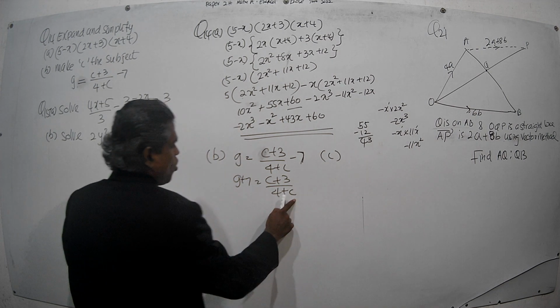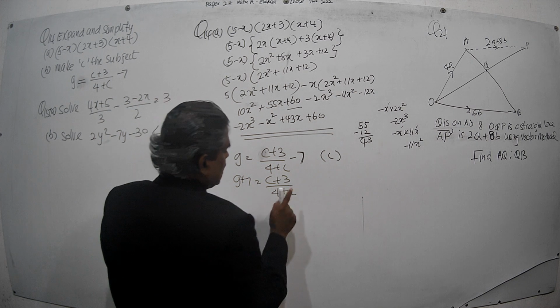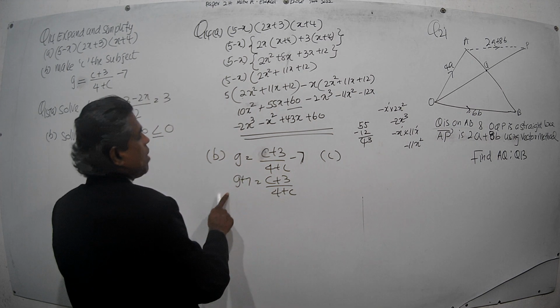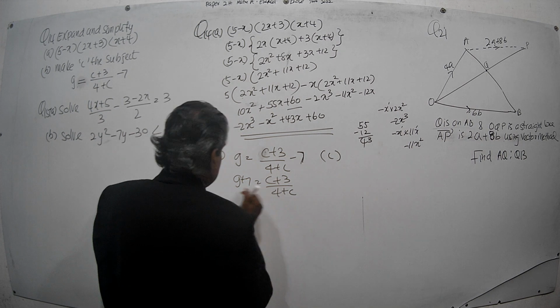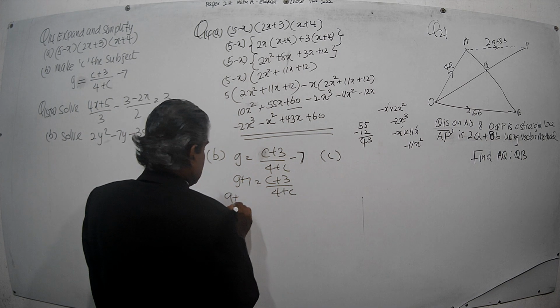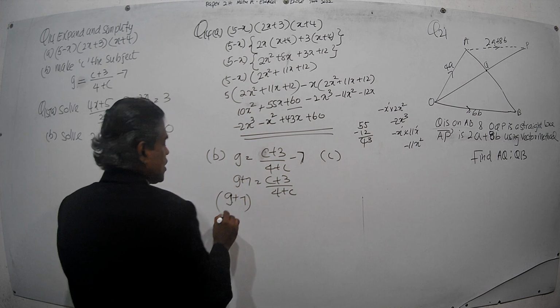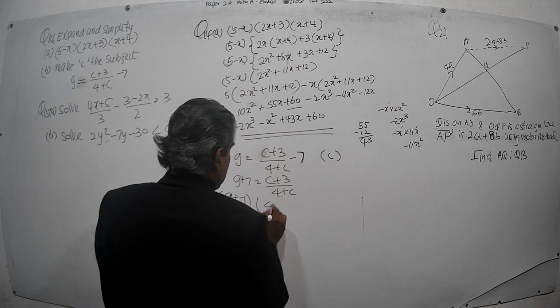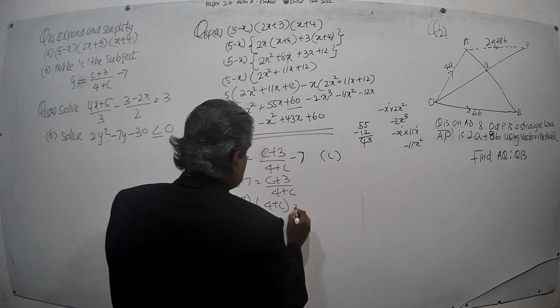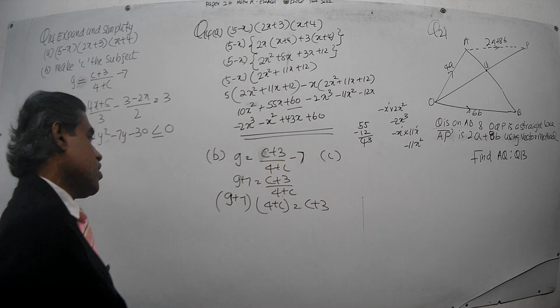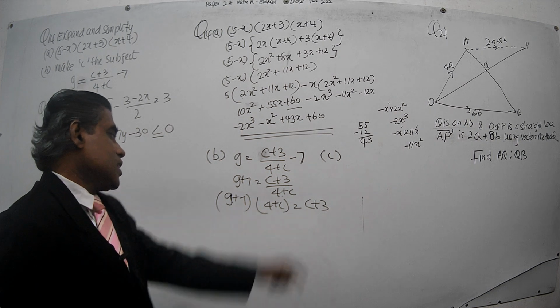Then we take this 4 plus C whole term to this side. Here it is division by 4 plus C. When it goes to this side, it becomes multiplication by 4 plus C. Then G plus 7, the whole thing, is multiplied by 4 plus C, equals how much? C plus 3. That is what is left on the right side, C plus 3.